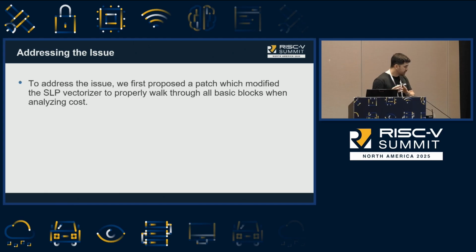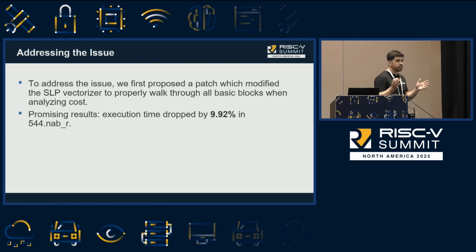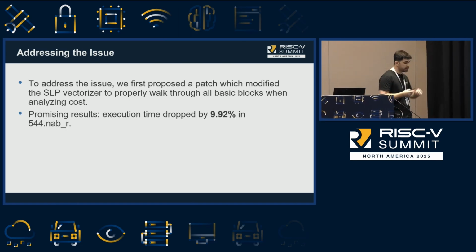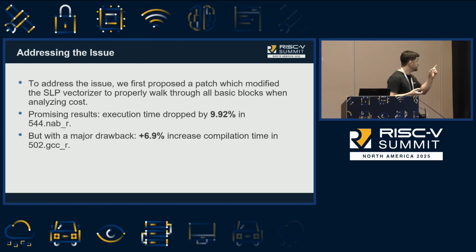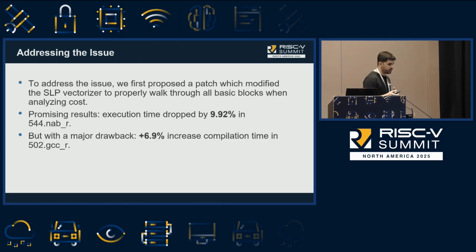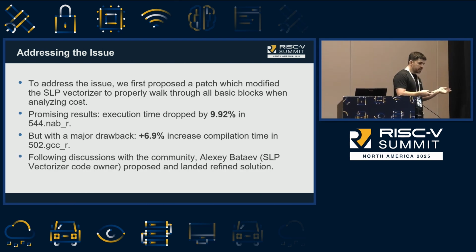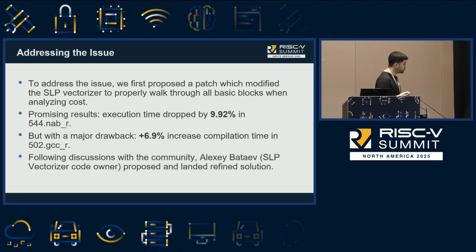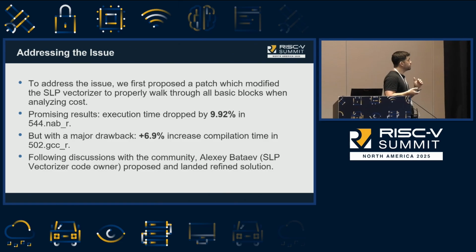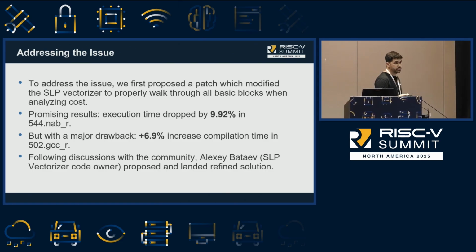So that's a nice story for this, because we sent a patch to fix the issue, and we had amazing results. We had almost 10% improvements on the app, but there was a drawback. We increased the compilation time by up to 7%, and there were other slowdowns in SPEC. And then after we submitted the patch, Alexey Bataev, who is the SLP vectorizer code owner, proposed a refined solution, which I'm going to show the results of in a bit. It's even better than those numbers that I showed, and doesn't regress the compilation time.